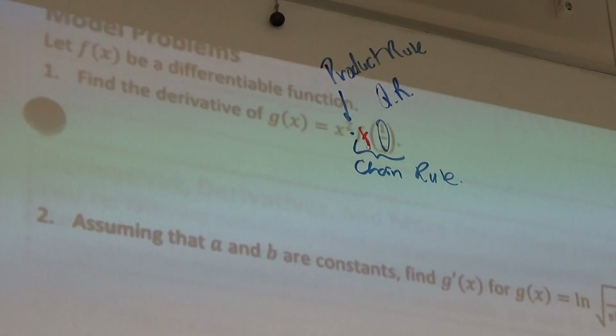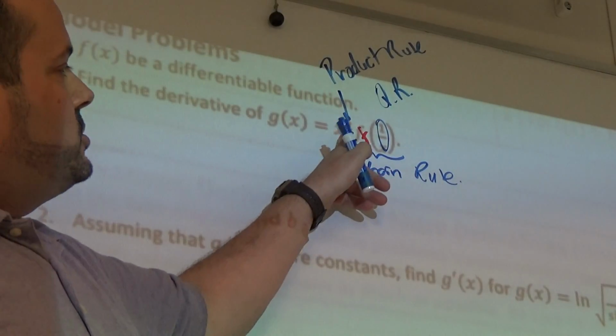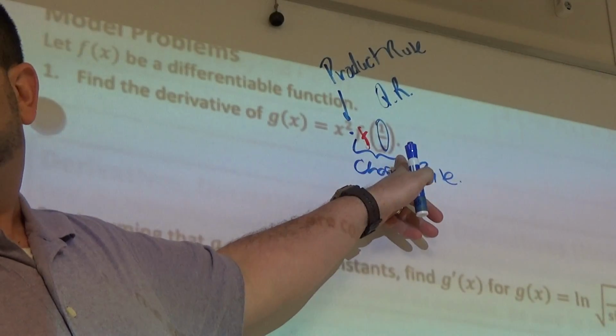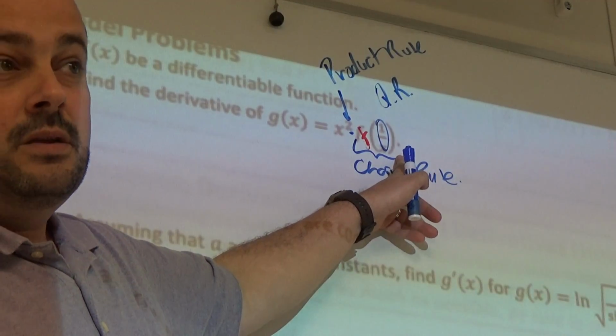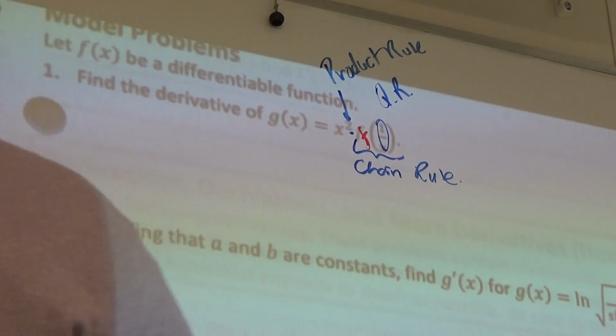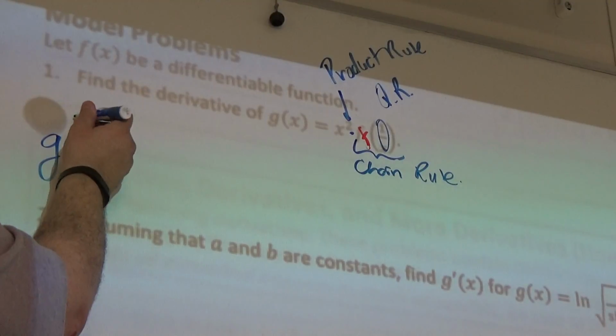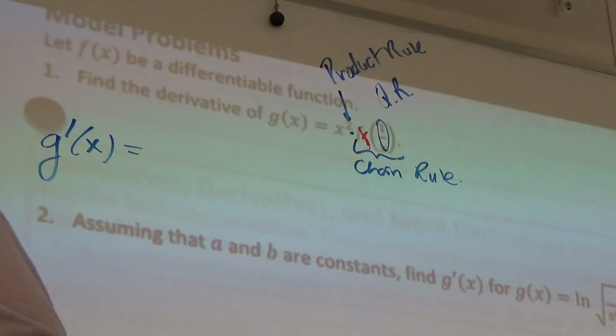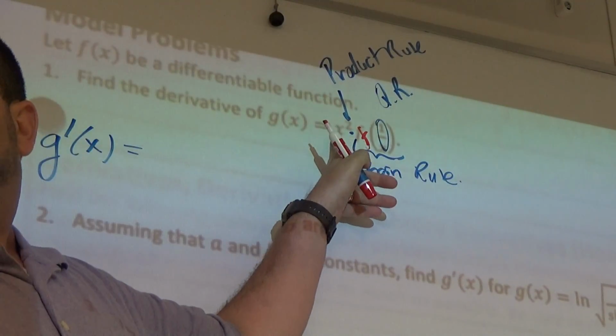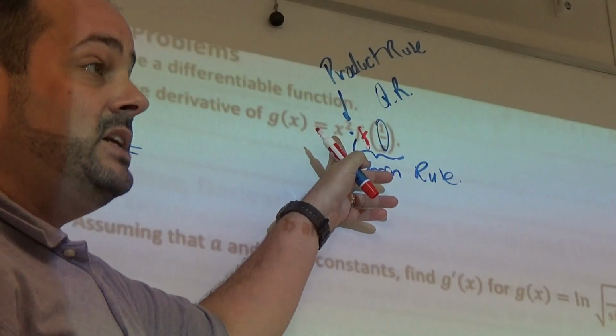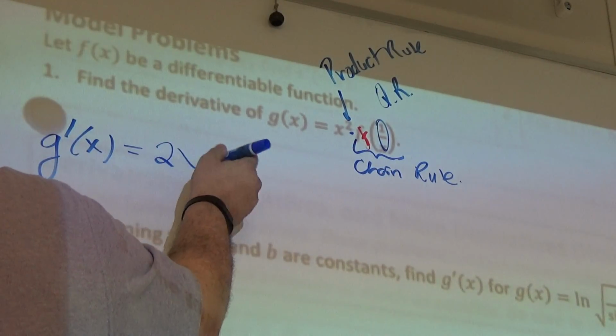Who are the folks that are with me? Okay, good. So if I'm reading this, x squared times f of 1 over x, the first rule that I'm going to come across? Product rule. So the way I'm going to organize my thoughts here, g prime of x. Product rule says take the derivative of the first part. That's probably pretty easy, right? Derivative of x squared is 2x.